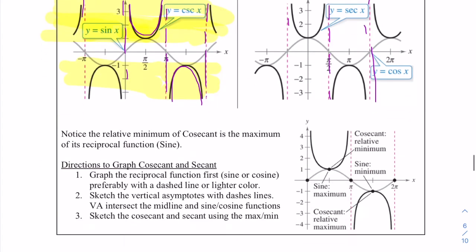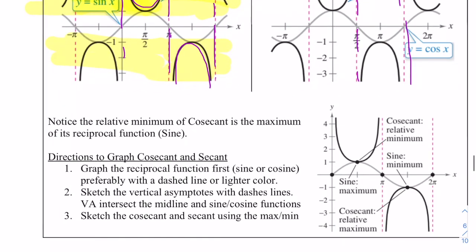All right. Again, when graphing the cosecant or the secant, you want to make sure that you're graphing the reciprocal function first, so either sine or cosine. It does help to use a lighter color or a dashed line. Then you want to sketch the vertical asymptotes. Make sure you draw those boundaries. And the vertical asymptotes, remember, they're going to intersect at the midline, or when sine and cosine equal 0. Then sketch the cosecant and the secant using max and min values, almost like parabolas.